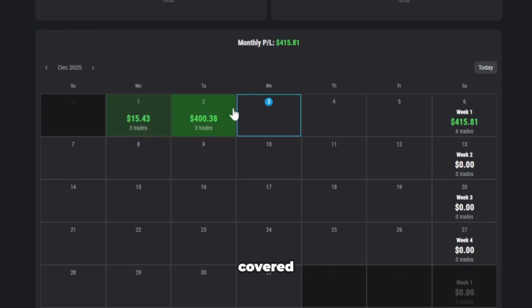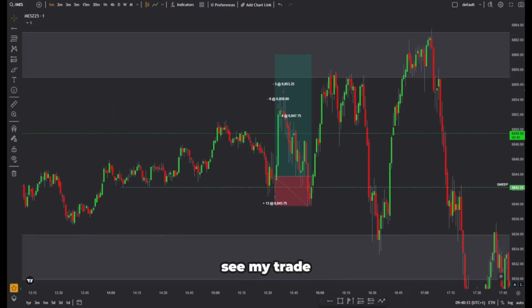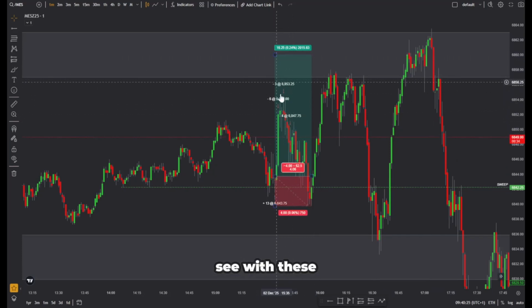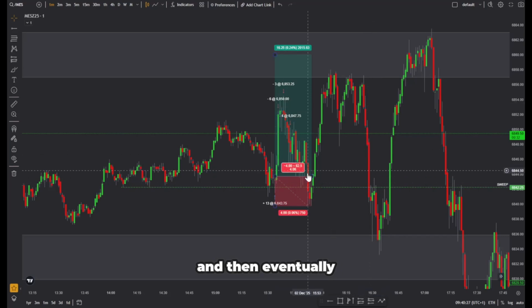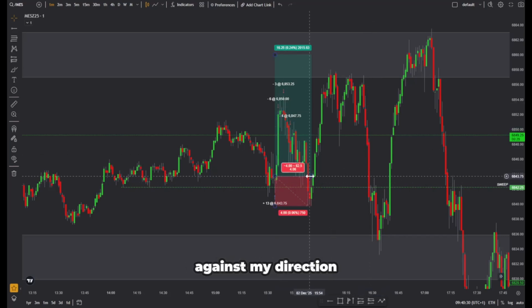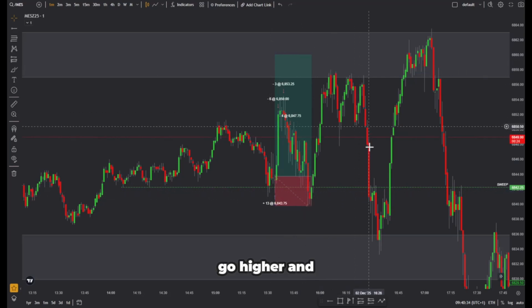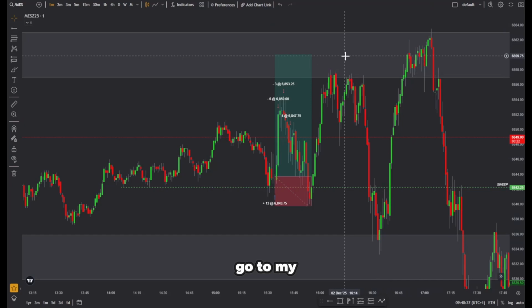So now that we've got this covered, let's get to the chart and actually show you my step-by-step thesis for this trade. Here you guys can see my trades and my fills. It was a pretty simple trade, to be honest. You can see that my TP didn't hit. My TP was at the 60s, so I took partials along the way, as you can see with these fills. Then it did go against my direction, only to sweep this low later, then go higher, sweep again, and finally go to my 60s target. So it was a bit of a wild one.